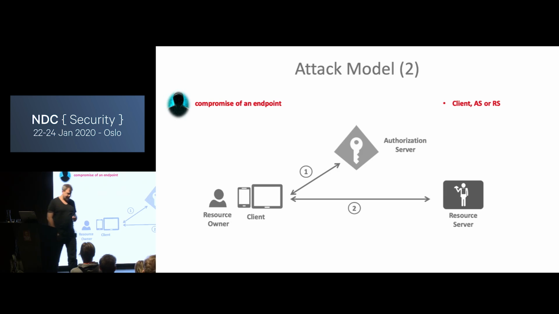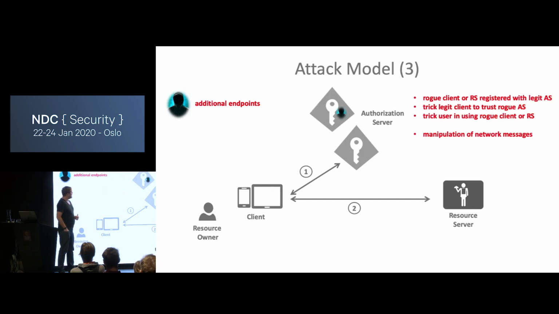The next type of attack could be the compromise of an endpoint itself. What if the client is compromised? What if the authorization server is compromised? What if the resource server is compromised? Again, from an OAuth implementer point of view, or from a protocol point of view, there's not a lot you can do about this. You have to find out why these things are compromised. You can't trust them. This will be an insecure system.